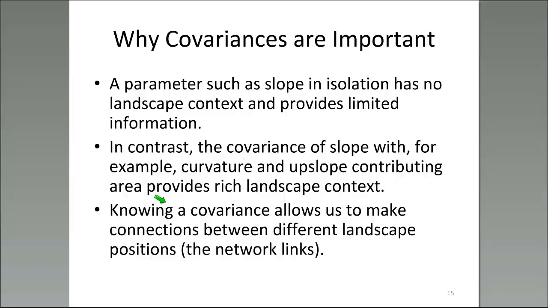Why are covariances important? Parameters such as slope in isolation have no landscape context and provide limited information. In contrast, covariance of slope with, for example, curvature and upslope contributing area provides rich landscape context. Knowing that covariance allows us to make connections between different landscape positions. That is the network links.